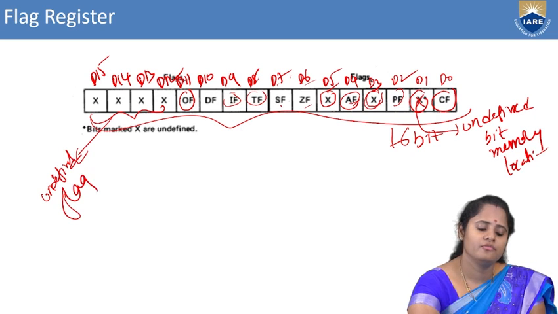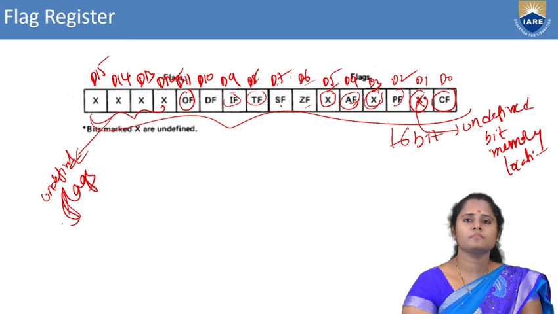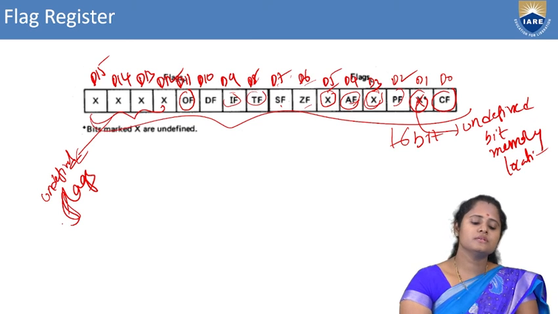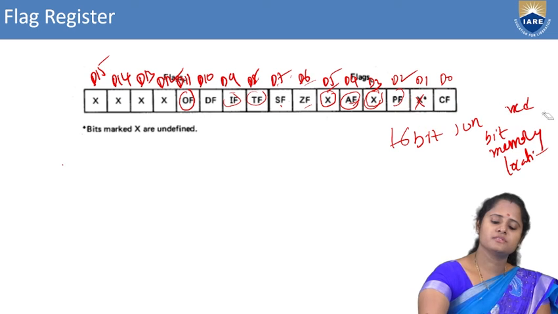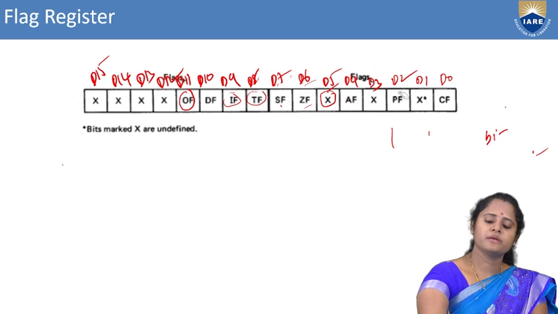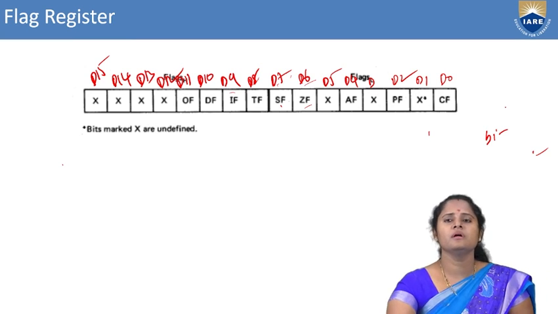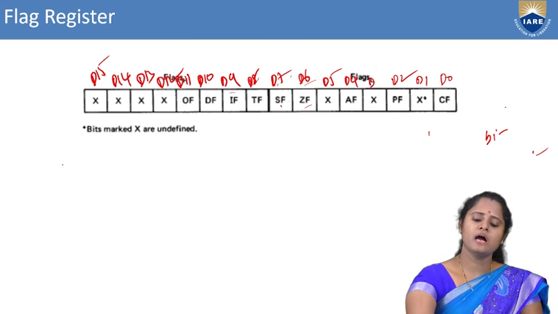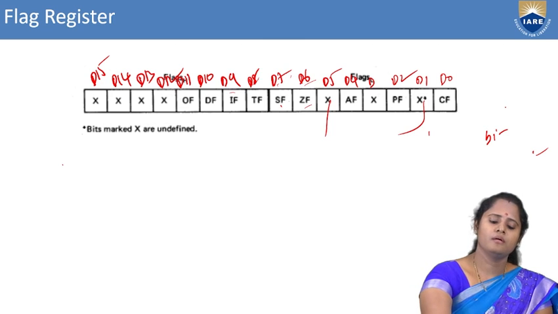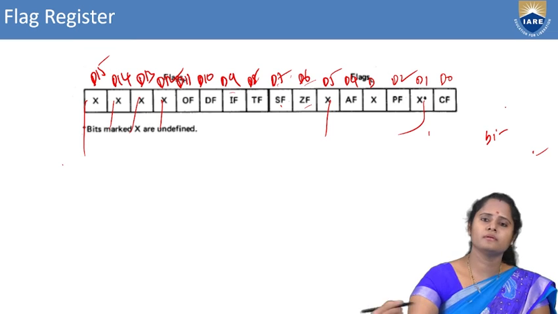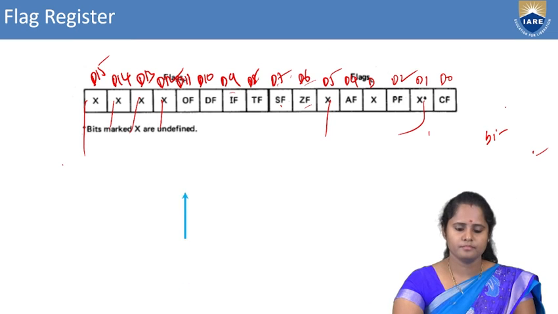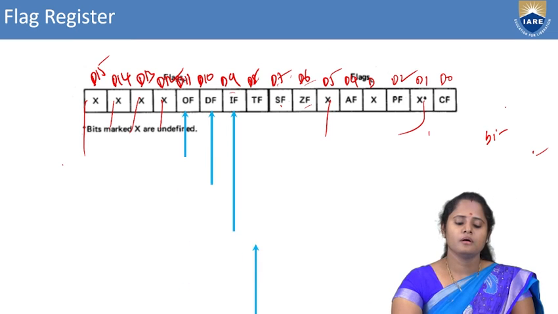Undefined flags. So this is an actual register where each bit is defined. Why are some bits not defined? According to the user, he can use these undefined memory locations for some other purpose.